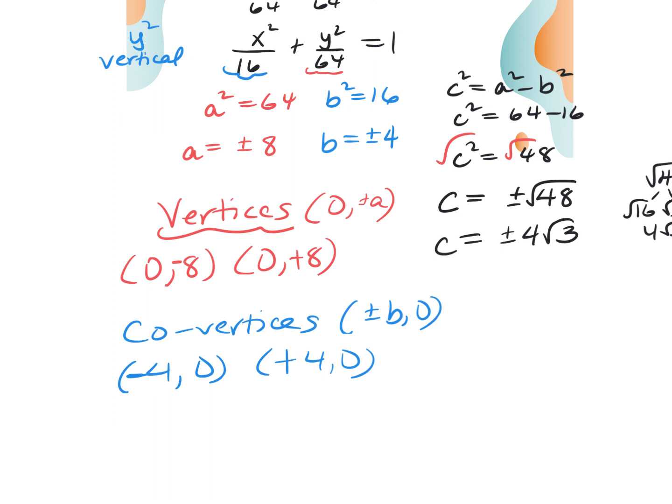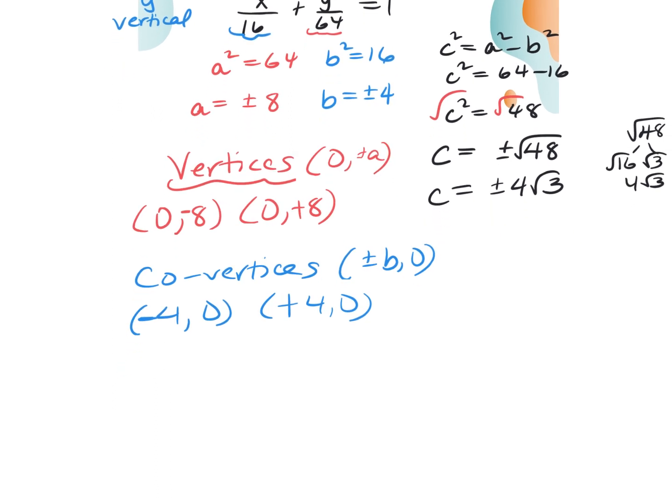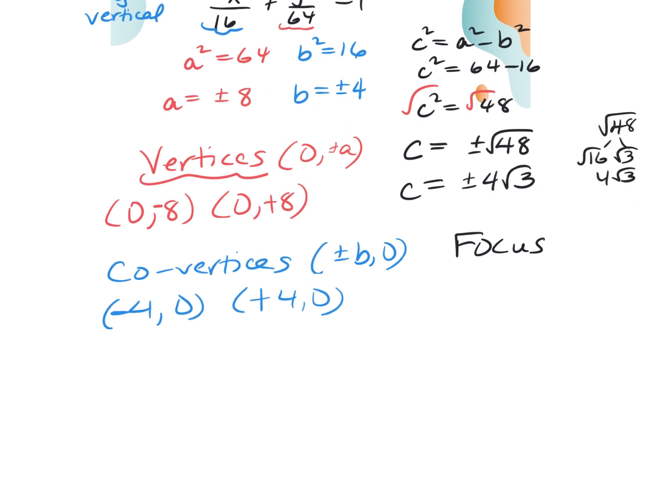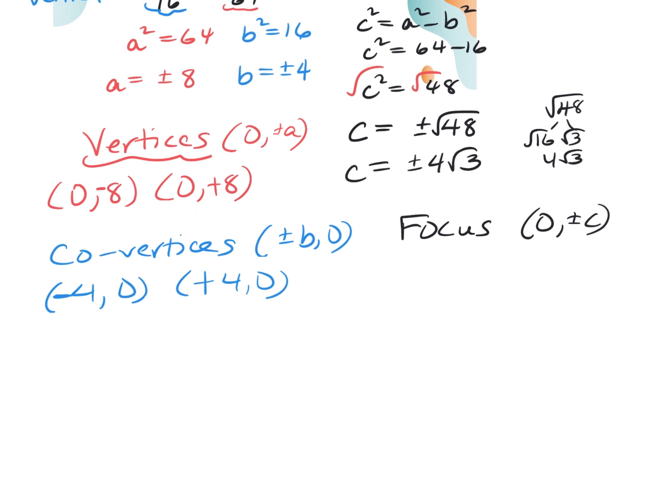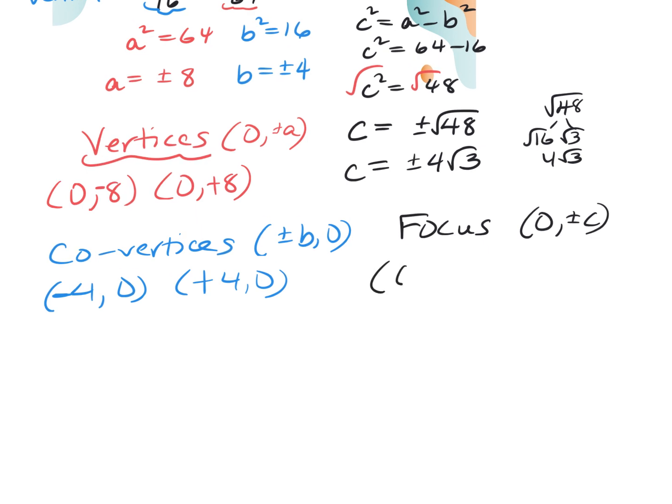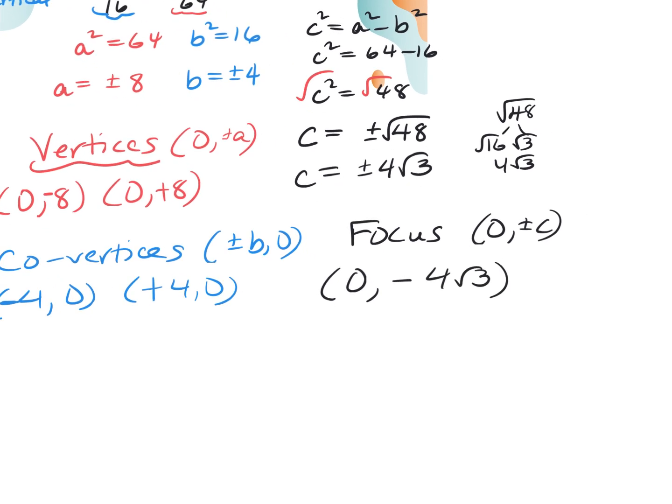And now for the focus points, this is where I'm using my c value, and it's the same spot that the vertices are. So this is going to be 0, plus and minus c. So this is going to be (0, negative 4 square root 3) and (0, positive 4 square root 3).